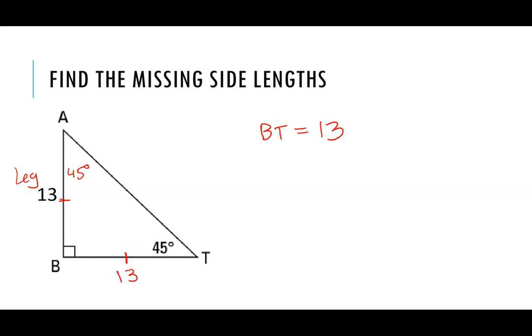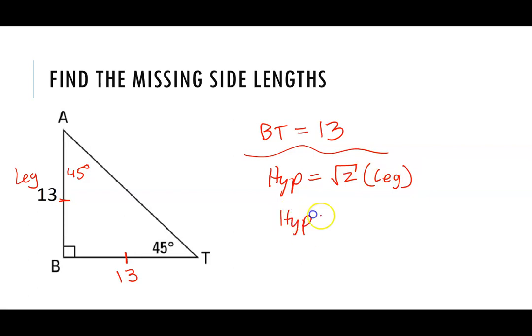Now that we have that, we can solve for the hypotenuse. So the hypotenuse is equal to the square root of 2 times one of the legs. So since we know the leg is 13, we can find then that the hypotenuse would be equal to the square root of 2 times 13. In other words, we could just write this as 13 square root of 2, and that's it. You don't even have to type it into the calculator. You don't have to get a decimal answer. You can just go 13 square root 2.